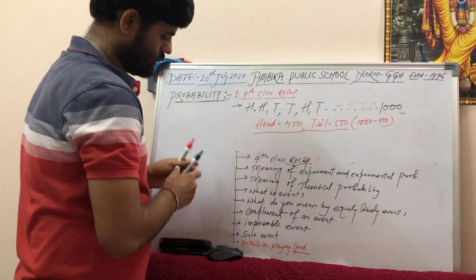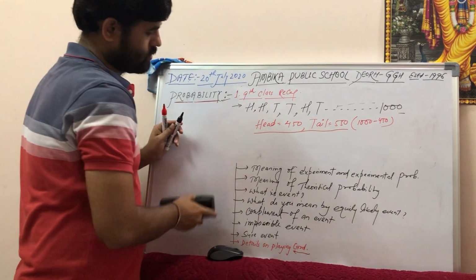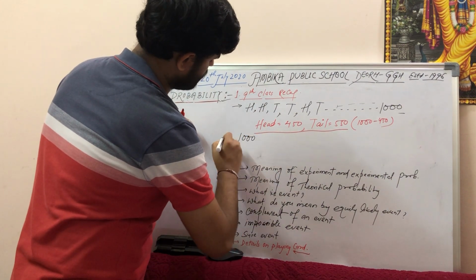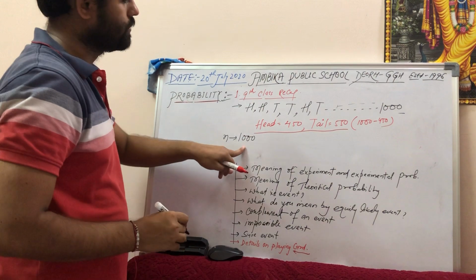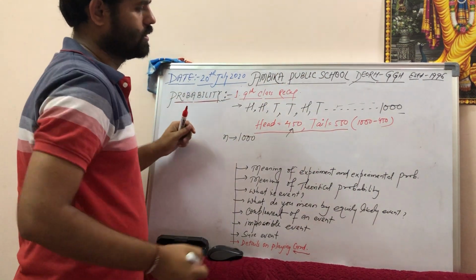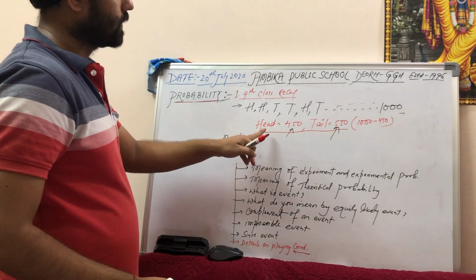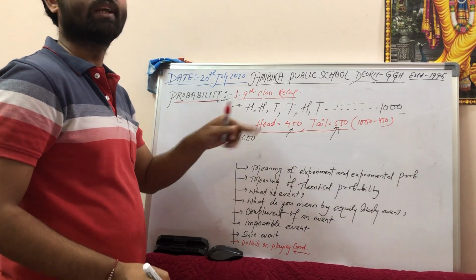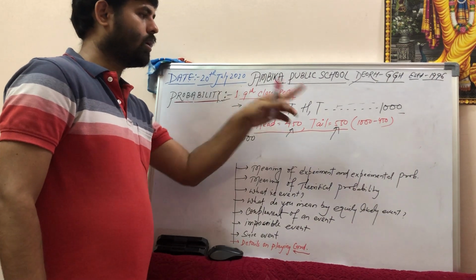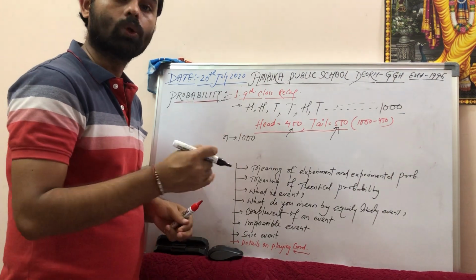Out of the total number of times I have done the experiment, which is 1000, 450 times I have got head and 550 times I have got tail. So what is the probability of getting head on doing the experiment 1000 times using a coin?